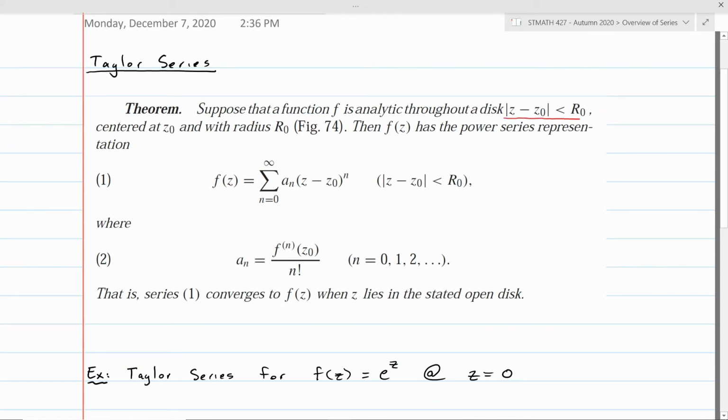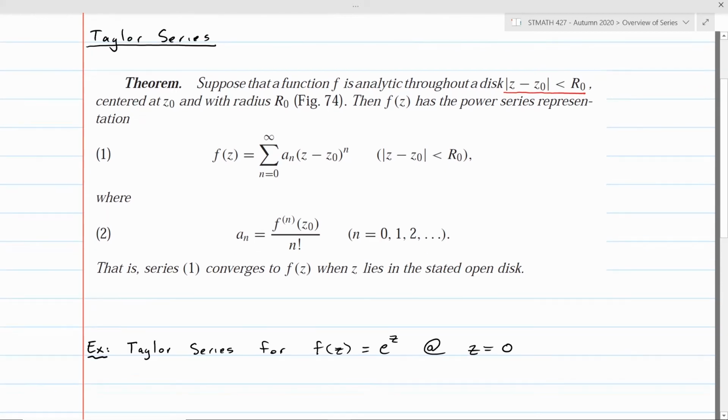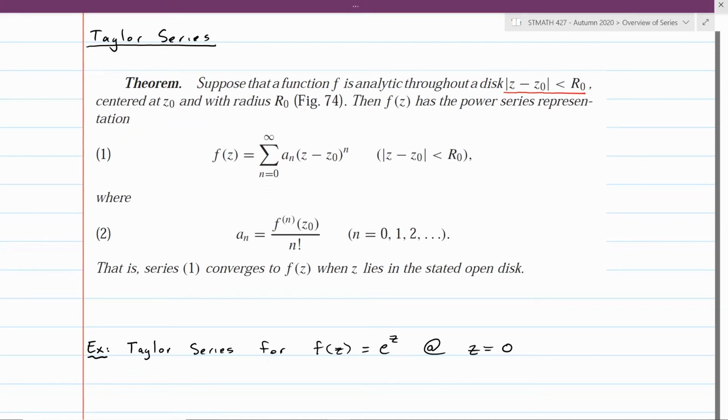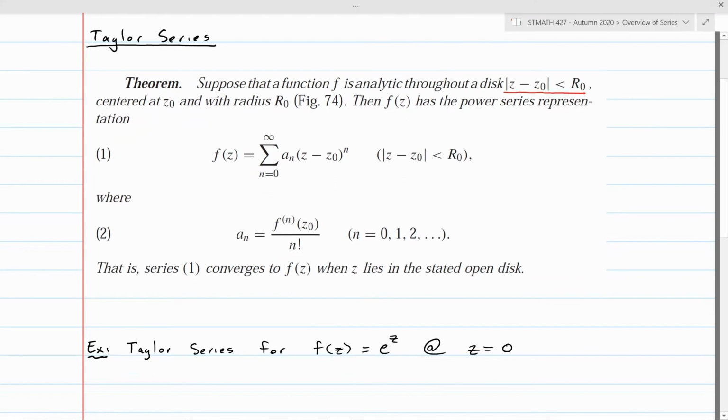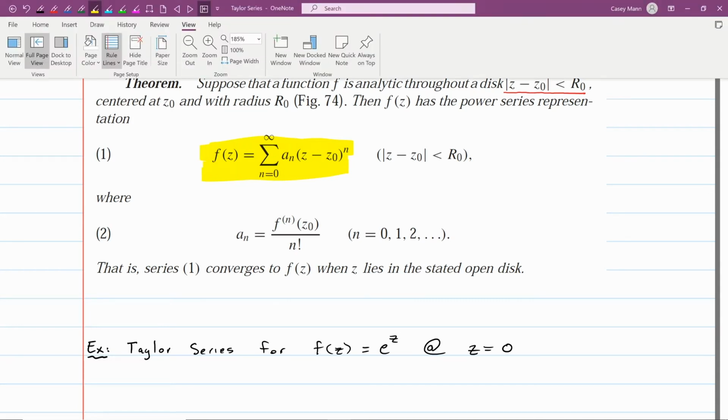So the result here is that if your function is analytic on a disk centered at z0 of radius r0, so we have analyticity on some disk, then the function f of z that's analytic has a power series representation. In other words, you can write f of z equal to a series, and the coefficients of that series are given by this formula here.